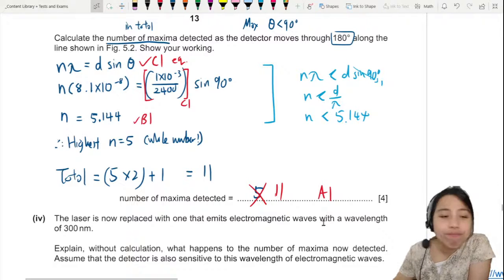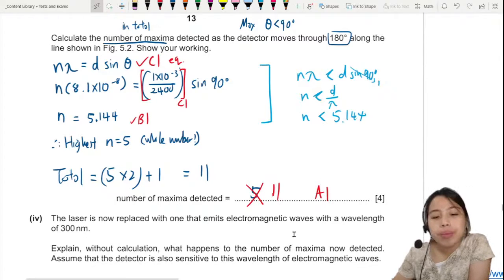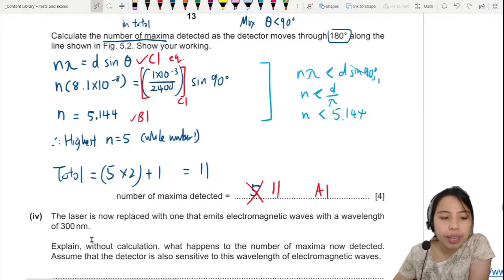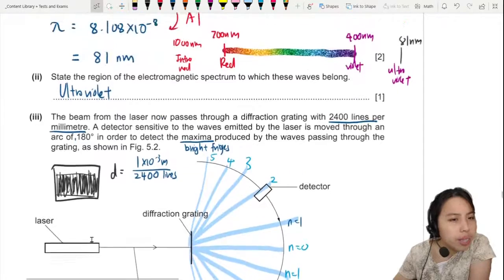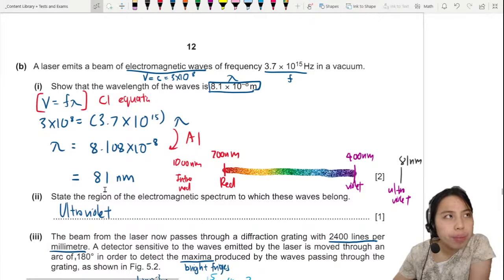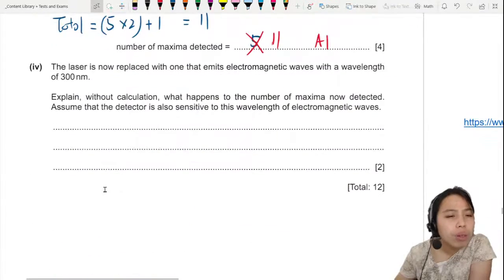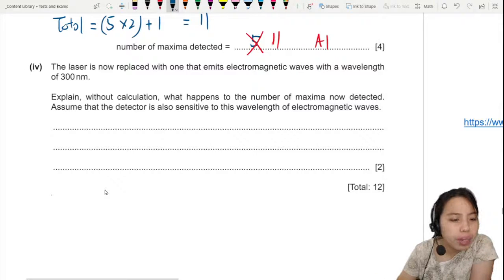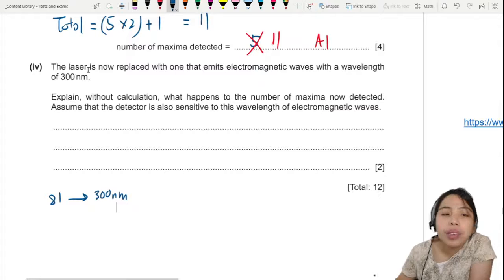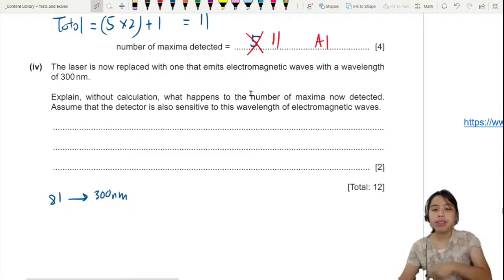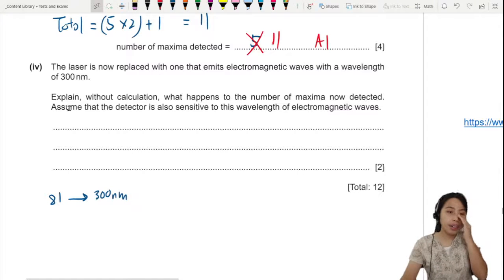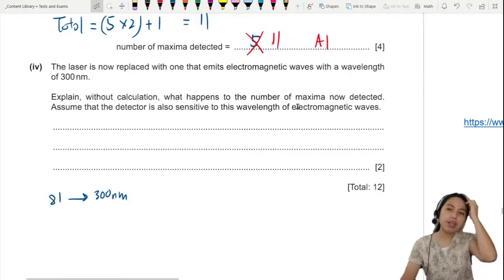Okay, let's continue on. So now we change the laser to a wavelength of 300 nanometers. It's a slightly different wavelength. What was the wavelength just now again? 81. So we go from 81 nanometers to 300 nanometers. What do you want me to do? Explain. Without calculation, what happens to the number of maxima now detected? Assume the detector is also sensitive to the wavelength of electromagnetic waves.